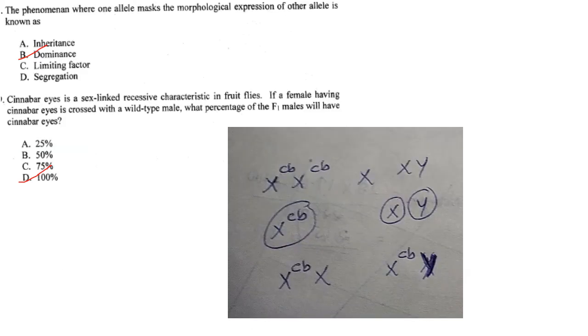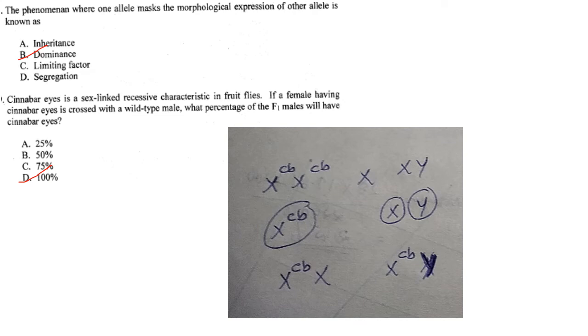It is called as scutellum. Answer is option C. Seed germination found in mangroves. It is vivipary. Answer is option A. Trees have a large amount of cellulose. Answer is option B. Then the phenomenon where one allele masks the morphological expression of the other allele is known as. It is called as dominance.